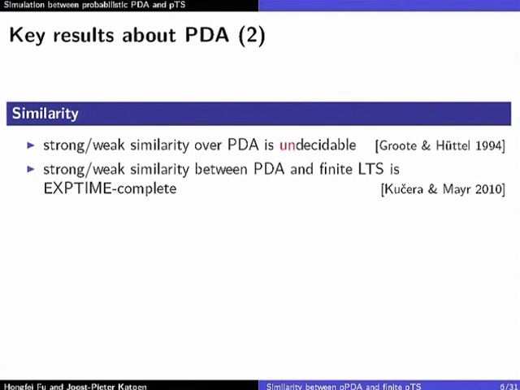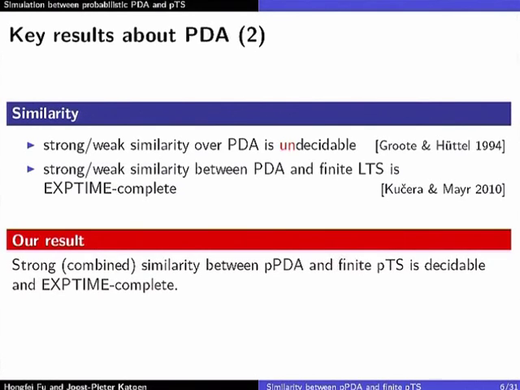Good. What we are going to show is that strong similarity between a probabilistic pushdown automaton and a finite probabilistic transition system lies in the same complexity class. It's namely EXPTIME-complete, which simply means adding probabilities to this result does not increase the complexity.